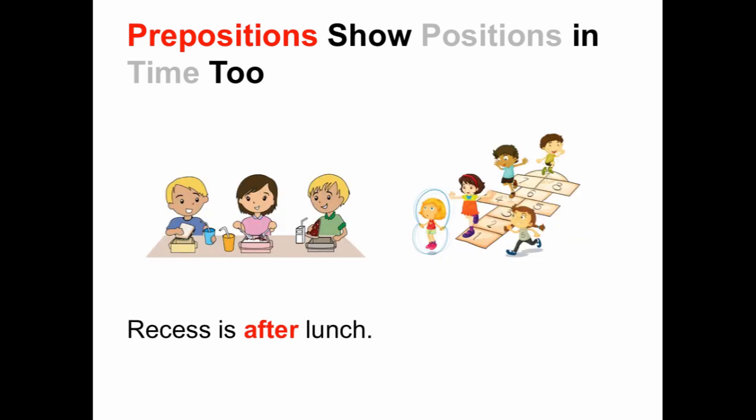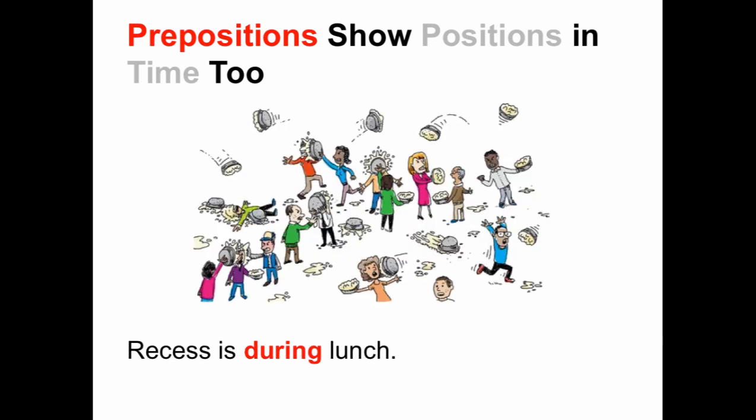Recess is after lunch. This sentence expresses a different relationship between the nouns recess and lunch. Now, recess is after lunch. And here's one more example. Recess is during lunch. With a different preposition, we can now see a different relation between these two nouns in time. Now, recess is occurring at the same time as lunch.